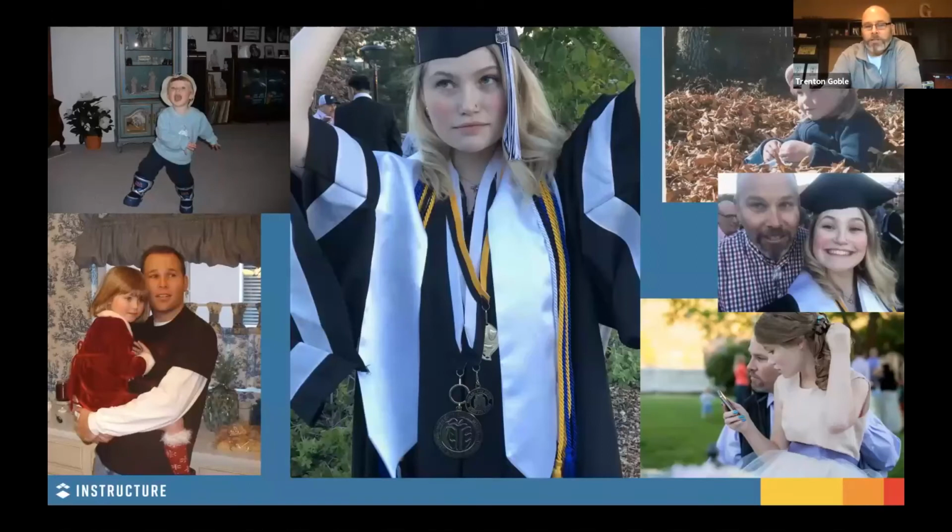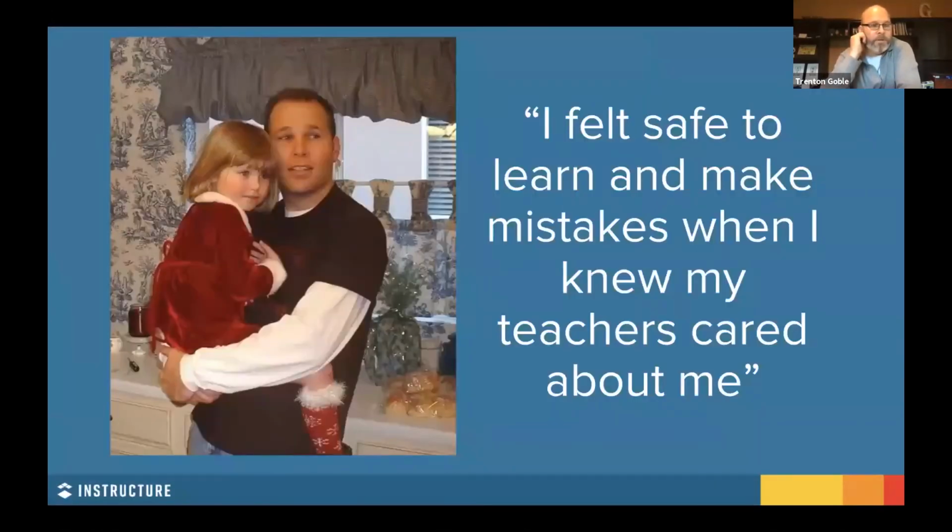But as I talked to her about what was the difference, because there were some classes that she didn't mind going to, and it wasn't just that it was in a subject area that I'm really interested in or falls into something that I really love. It could have been anything. But the thing that was really important for her was, she said, I felt safe to learn and make mistakes when I knew my teachers cared about me.